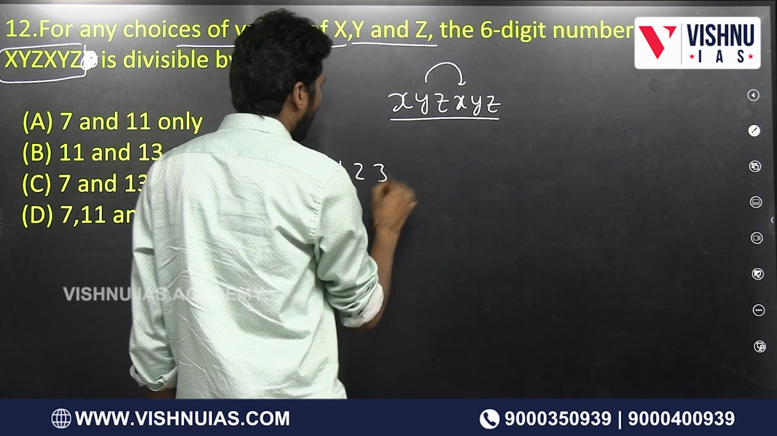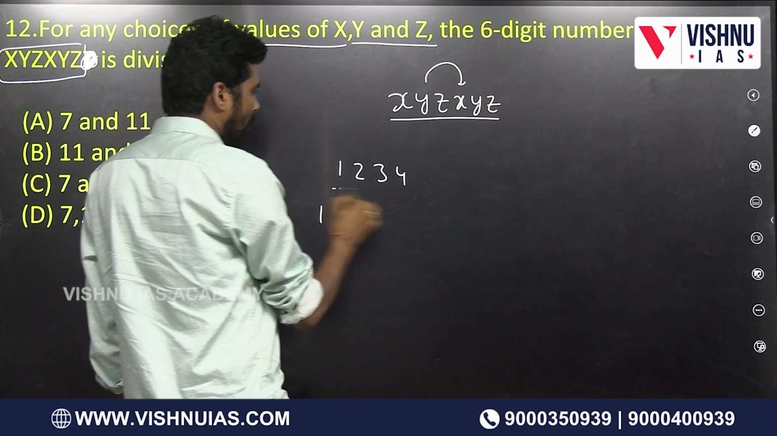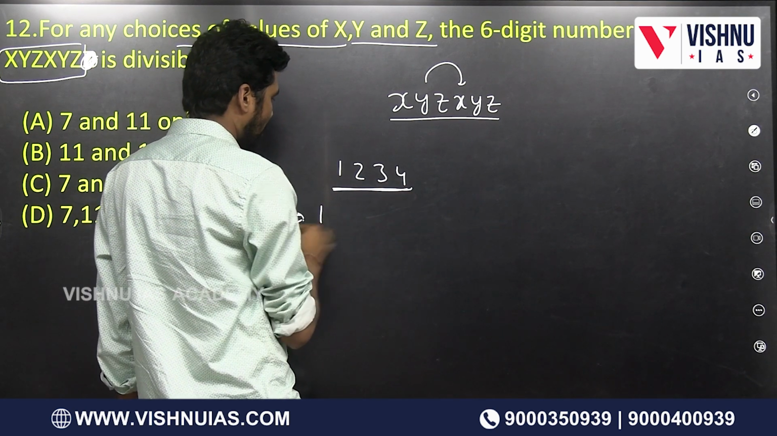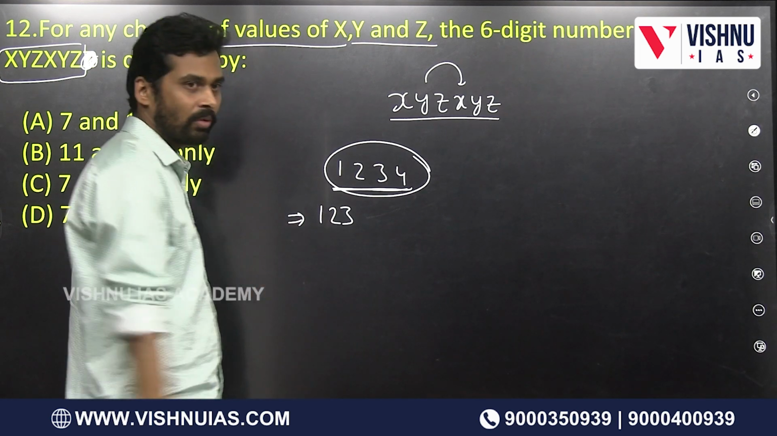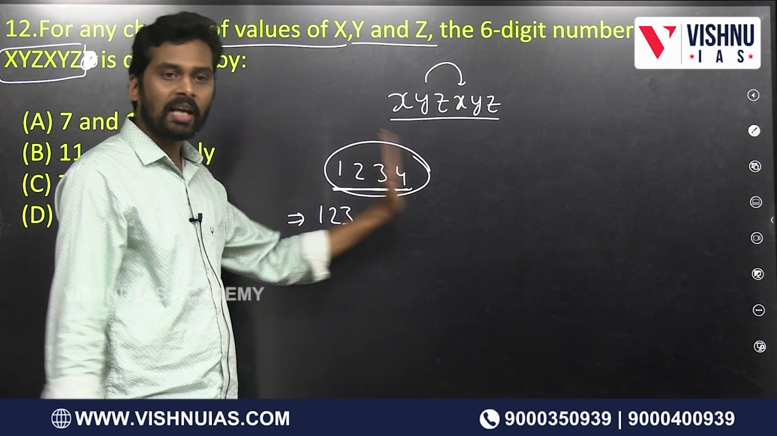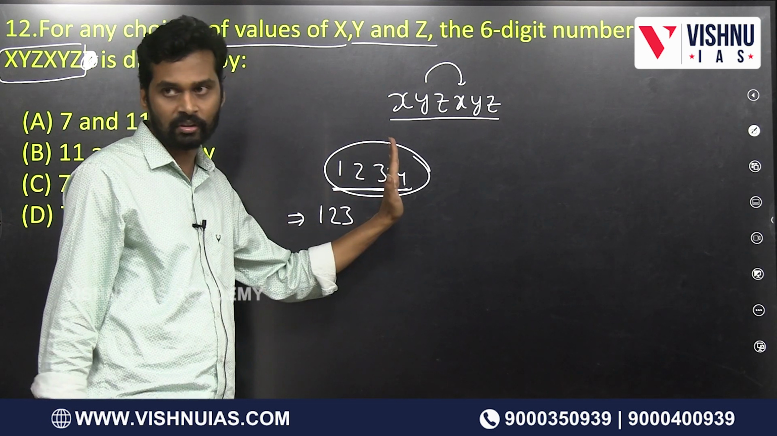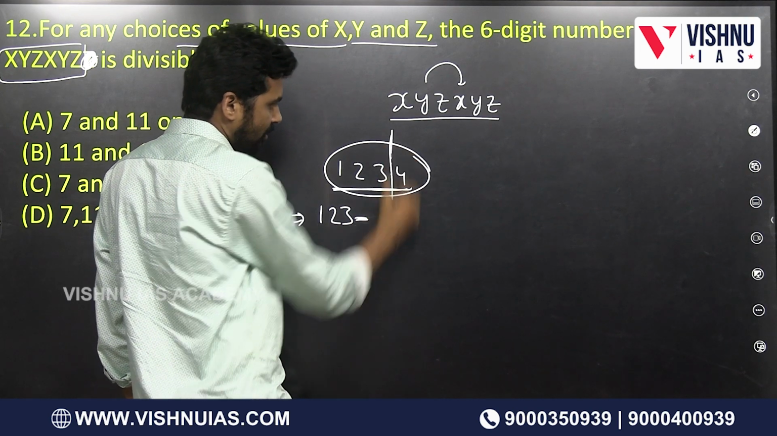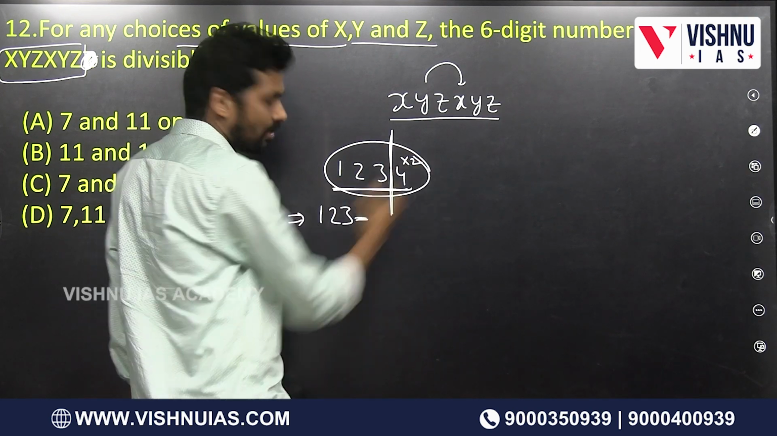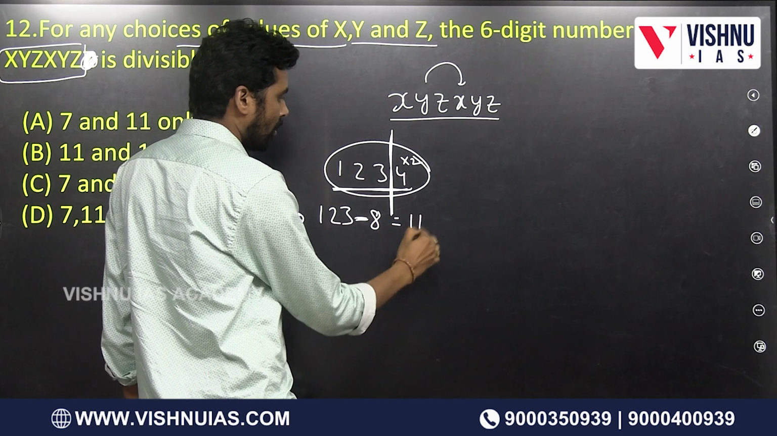13. Suppose you take a number like 1, 2, 3, 4. How do we check it? It is a 4-digit number. Just leave the last digit. Any number of digits can be given to us. From the remaining number, subtract double the last digit you left. 4 into 2 means 8.